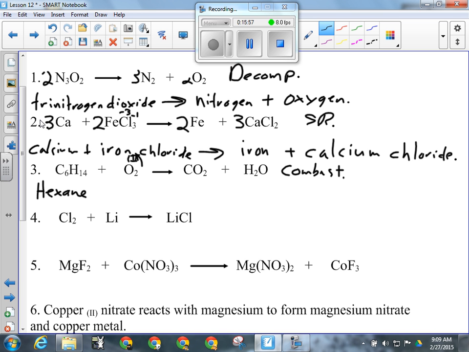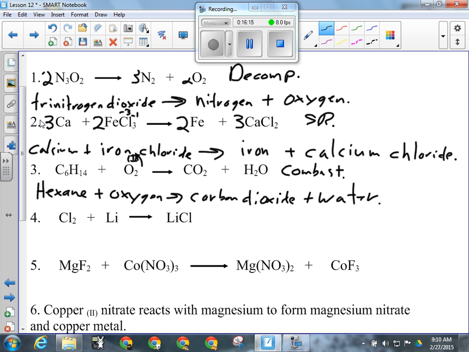All right, so it's a combustion reaction. Now we got to write it out in words. Hexane plus oxygen gives us carbon dioxide and water.